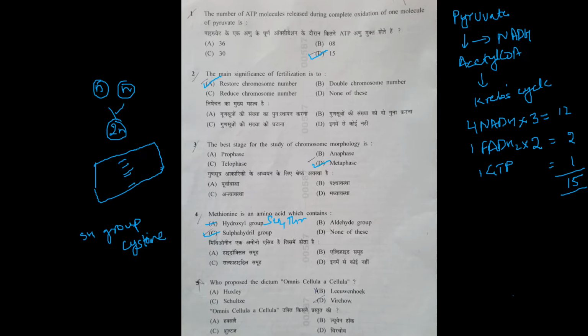Now the next question is who proposed the dictum omnis cellula e cellula? The answer will be D, Rudolf Virchow. Leeuwenhoek was the first to observe bacteria and protists, and he is called the father of microbiology. Now the next question is the thermoregulatory center in birds and animals is located in C, hypothalamus.